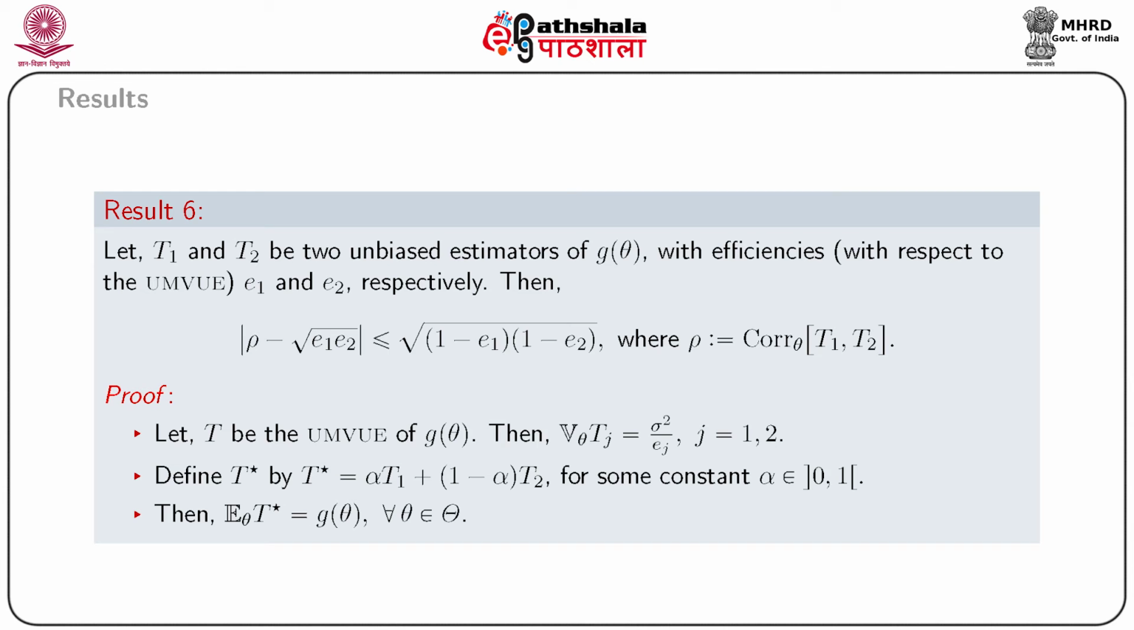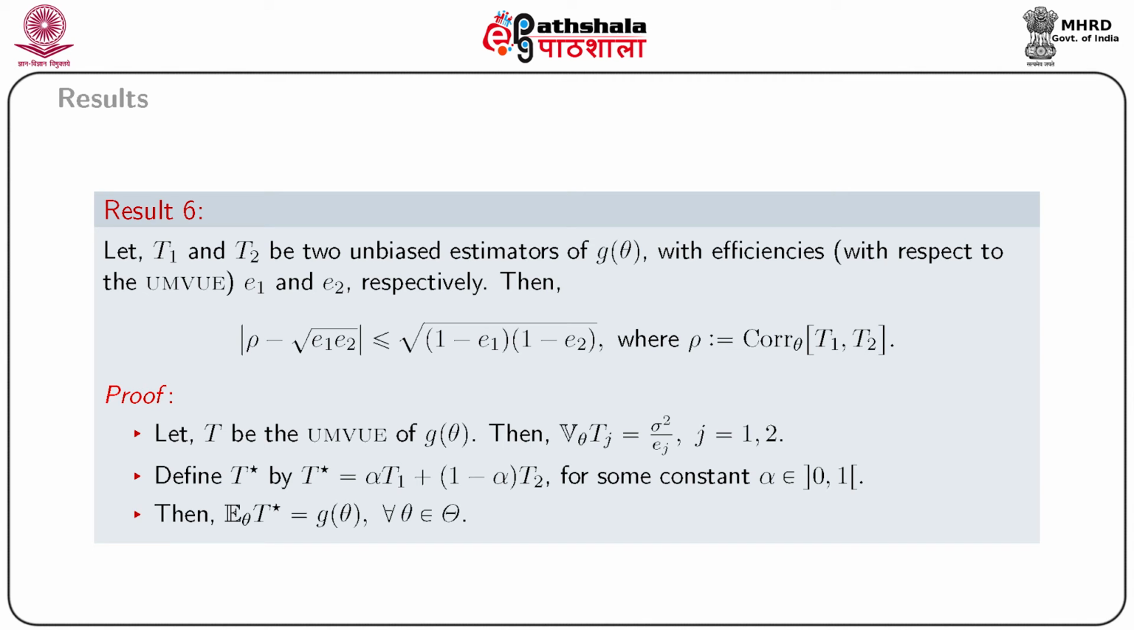Let T1 and T2 be two unbiased estimators of g(theta) with efficiencies e1 and e2 respectively. Then modulus of rho minus square root of e1 into e2 is less than or equal to square root of (1 minus e1) into (1 minus e2), where rho is the correlation coefficient between T1 and T2. Let us consider a proof of this result.